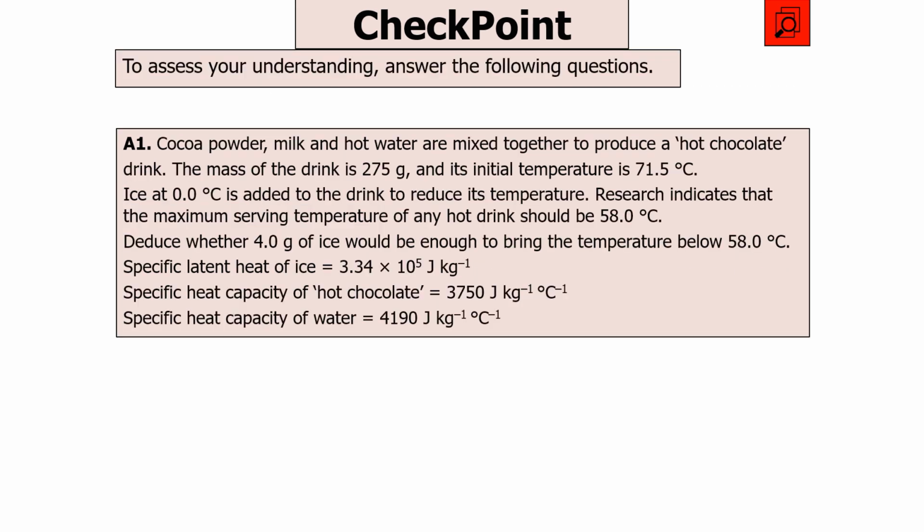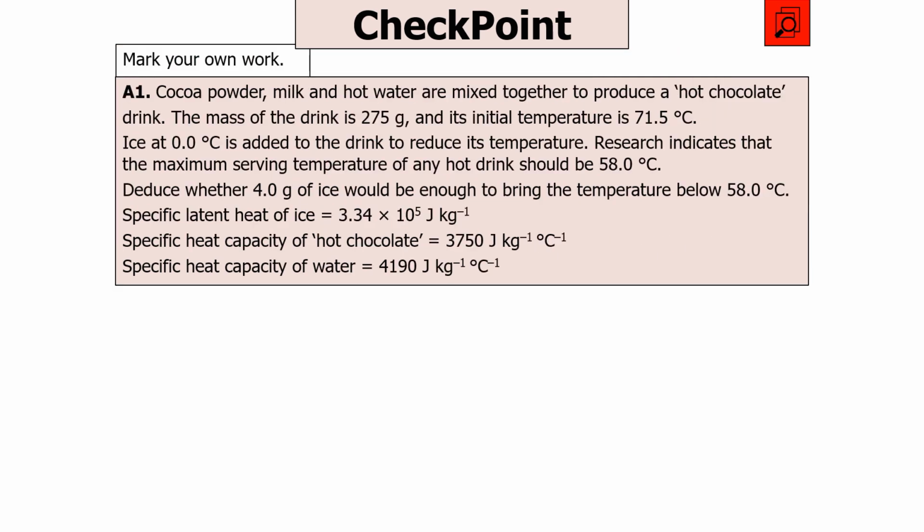The next question says, cocoa powder, milk and hot water are mixed together to produce a hot chocolate. The mass of the drink is 275 grams and its initial temperature is 71.5 degrees Celsius. Ice at 0.0 degrees Celsius is added to the drink to reduce its temperature. Research indicates that the maximum serving temperature of any hot drink should be 58.0 degrees Celsius. Deduce whether 4 grams of ice would be enough to bring the temperature below 58.0 degrees Celsius. So pause the video now, then unpause the video when you want to go through your answer.